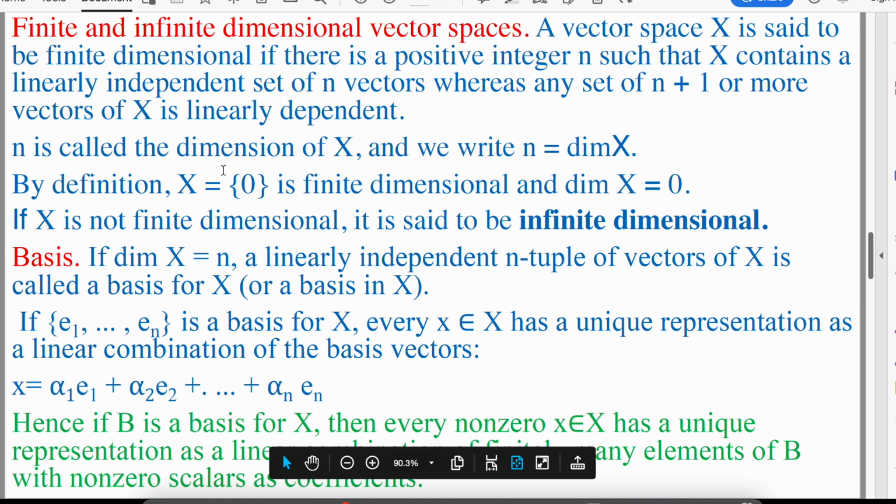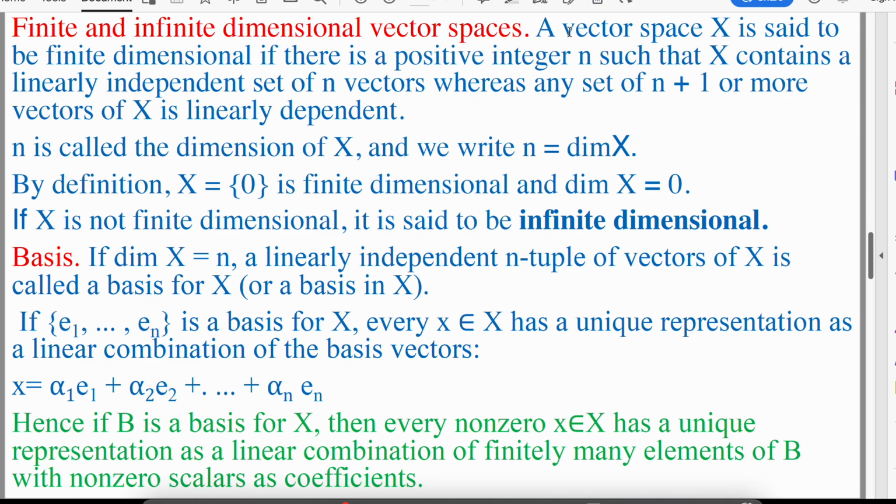Now, finite dimensional vector space and infinite dimensional vector space. How do we find the dimension of a vector space? A vector space X is said to be finite dimensional if there is a positive integer n such that X contains a linearly independent set of n vectors, whereas any set of n plus 1 or more vectors of X is linearly dependent. In this case, n is called the dimension of X, and we write n is equal to dimension of X. It means X contains a linearly independent set of n vectors.